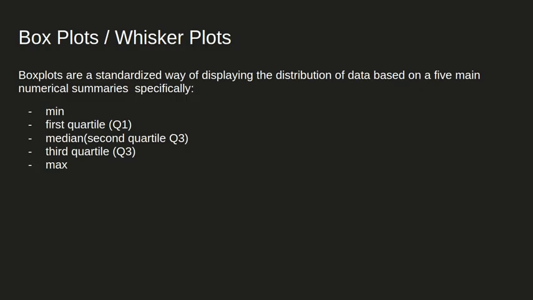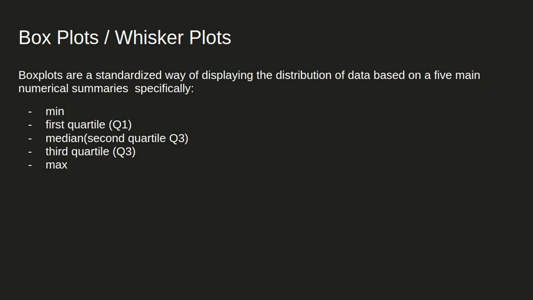So let's first look at what a box plot is. A box plot is also called a whisker plot, and I'll show in much more detail what a whisker is and why it's called a whisker plot. Box plots are standardized ways of displaying the distribution of data based on 5 main numeric summaries. So we have the mean, the first quartile, which is Q1, the second quartile, which is also the median, which is Q3, and then the third quartile, which is Q3.